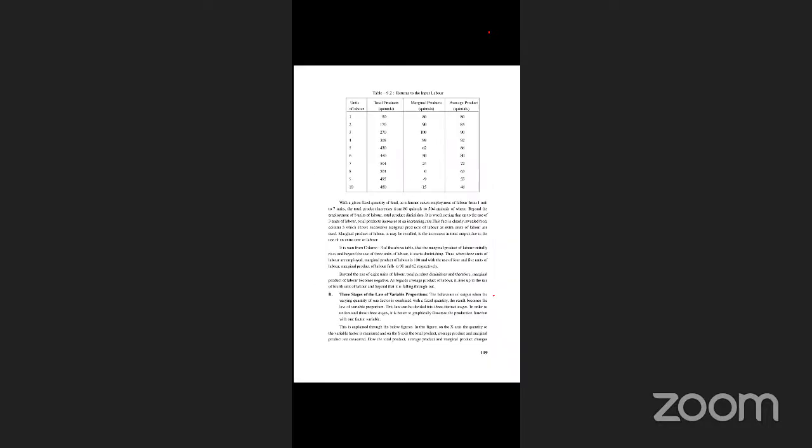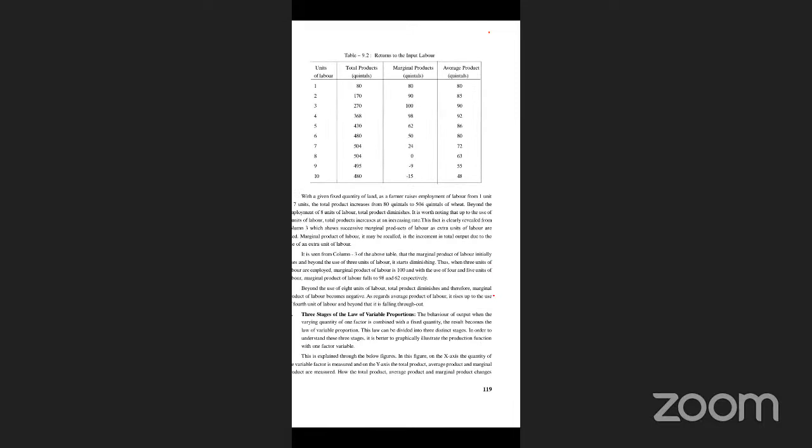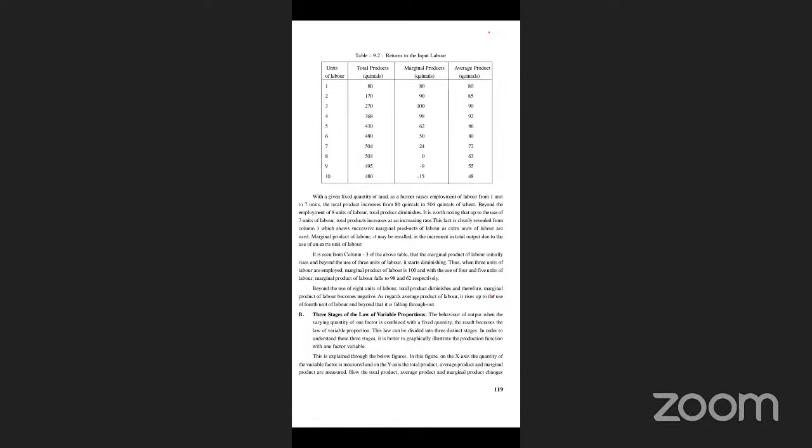Hence, here you see in this table of law of returns, labor in the first column is given, then total product, marginal product, and average product. Now you see a given fixed quantity of land. As you know, the farmer raises employment of labor from 1 unit to 7 units. You can see it is 504 at 7 units, the total product, in quintals.